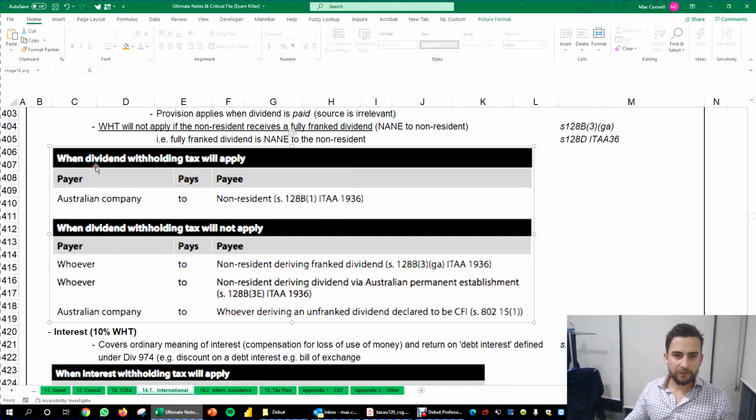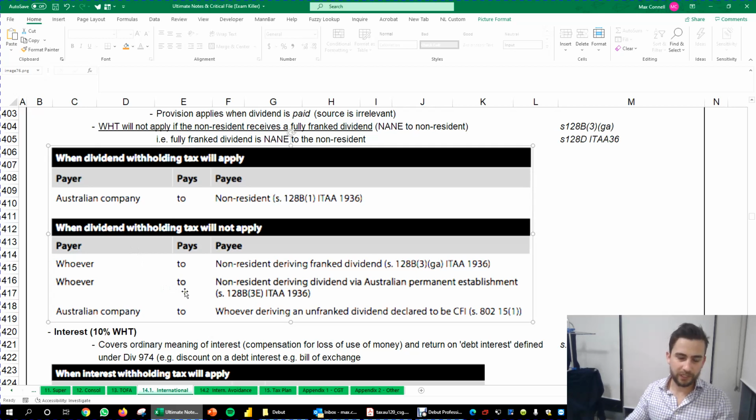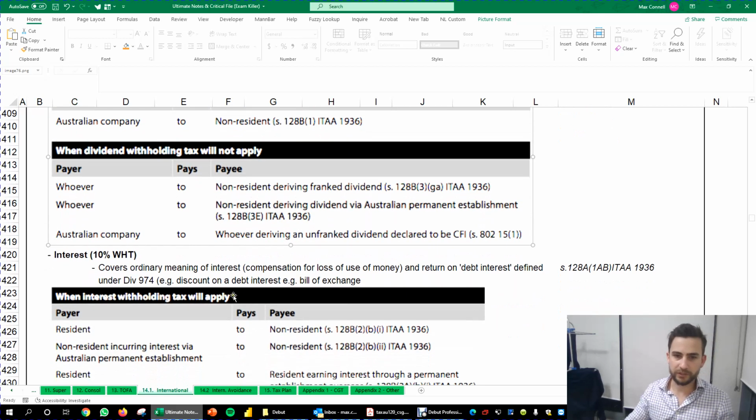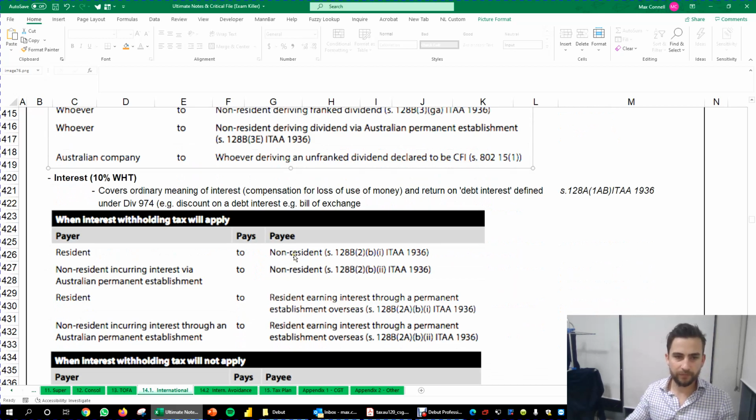Okay, so when does a dividend withholding tax apply? If it's an Australian company paying to a non-resident, and it's a non-franked dividend. Dividend withholding tax will not apply when a non-resident receives franked dividends, or a non-resident derives a dividend via a permanent establishment, or an Australian company to whoever has derived an unfranked dividend declares it to be CFI. So CFI is the exemption there.